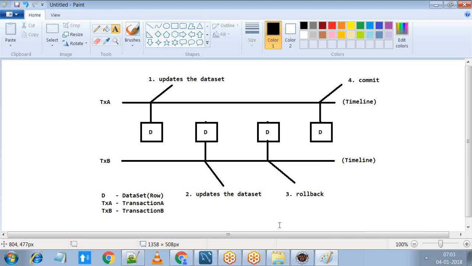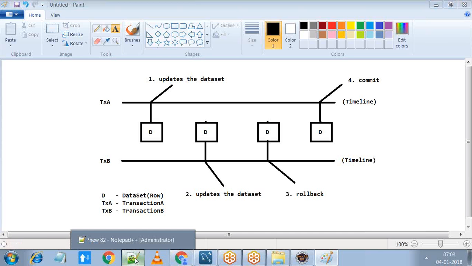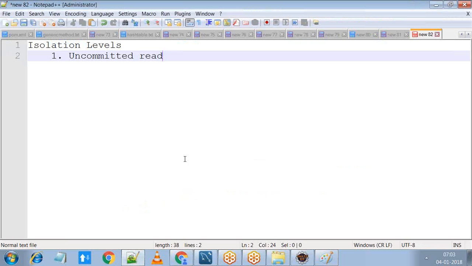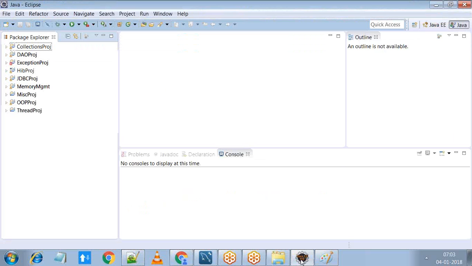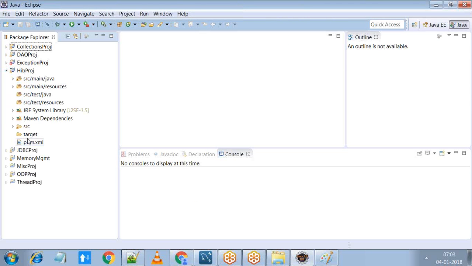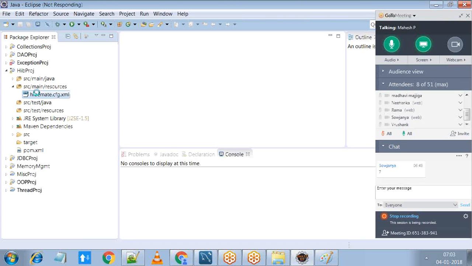Okay, but how do we set this isolation level? Isolation level, uncommitted read. Let's see. We can set this isolation level per transaction, on a per connection basis, I can say. So we can configure it here in the hibernate.cfg.xml file, I can say.